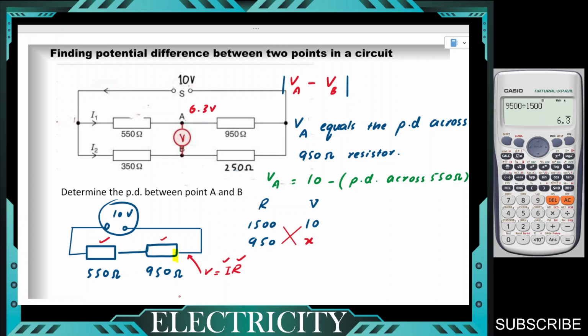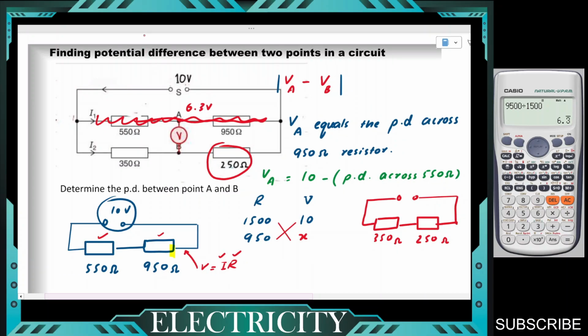Now, using the same method, we're going to find the potential at the point B. So the potential at the point B would simply be the potential difference across this resistor. Now forget about this thing. Just forget about this branch. And what you have to do is consider this circuit. Now it would be reduced to something like this. 10 volt EMF. Then you have the one resistor here, 350. The other one over here, which is 250 ohm.